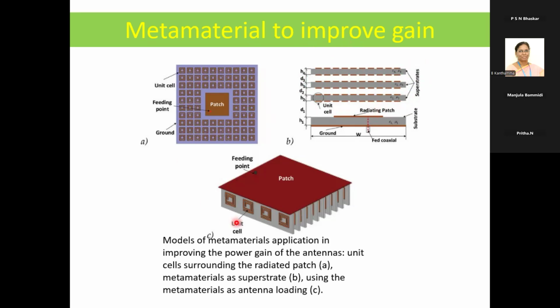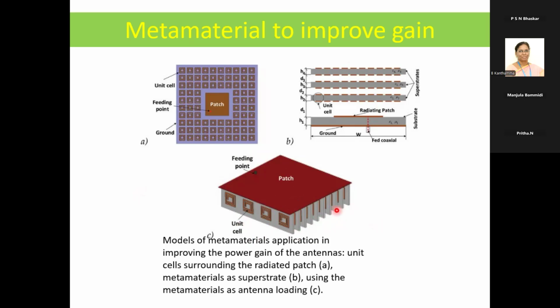If you are using them as a substrate, that means below the patch. If this is the patch, you can also use them as a substrate. At the bottom, you have the ground plane. If you are going to use them as a substrate, you are actually controlling the impedance of the structure. So you have the control on the bandwidth, the impedance bandwidth. That means the resonance bandwidth, you can have a control if you are going to place this on the bottom of the patch.